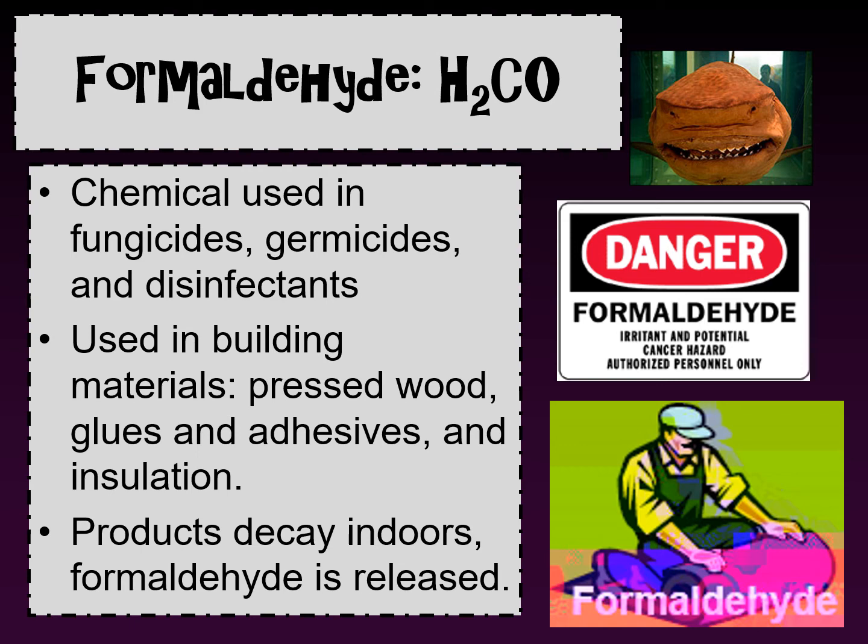It's also used in a lot of building materials, so pressed wood such as particle board or other types of plywood may have formaldehyde inside of them. Also glues and adhesives that are used in building materials, and also insulation can be found to contain this material. Now you might be asking yourself, well, it's not that bad, right, if it's found inside the wood? But the problem is these materials inside the house actually decay over time, and as they decay, they release that formaldehyde into the atmosphere inside your home.